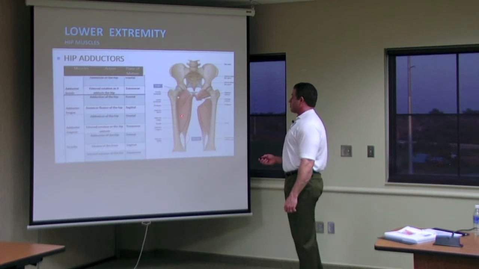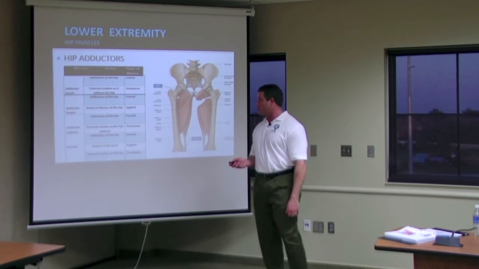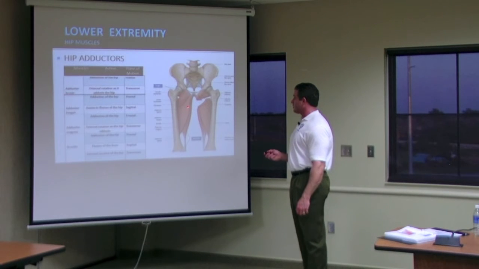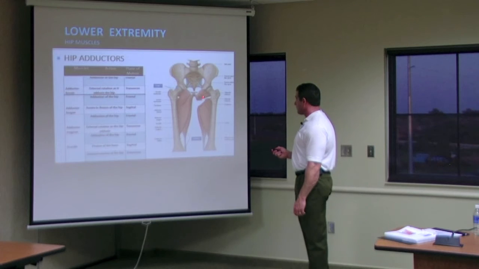Your adductors, or your groin muscles, are located on the medial side of your femur. And it's very, very important to understand that what they do is simply bring your legs together. You can see how they once again pull on that pelvic girdle as well.